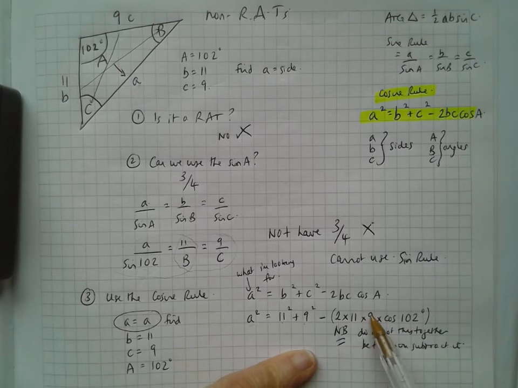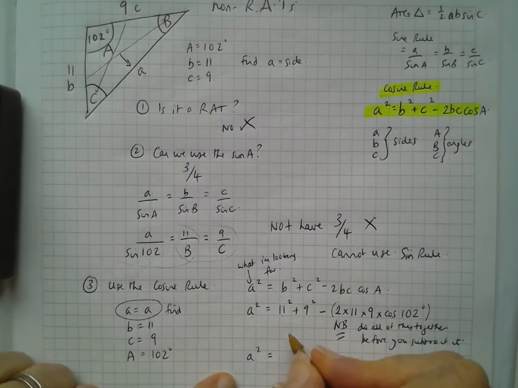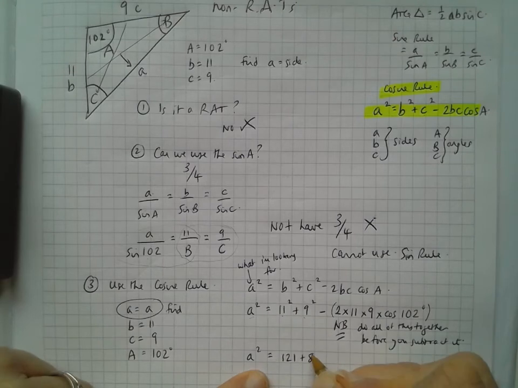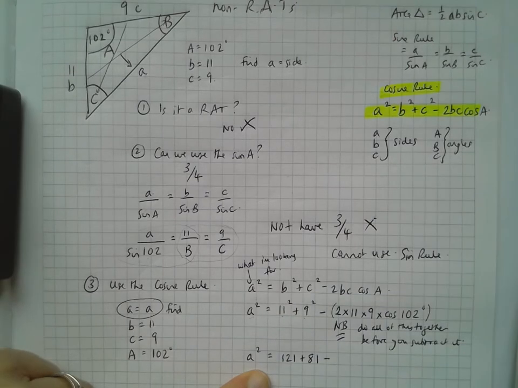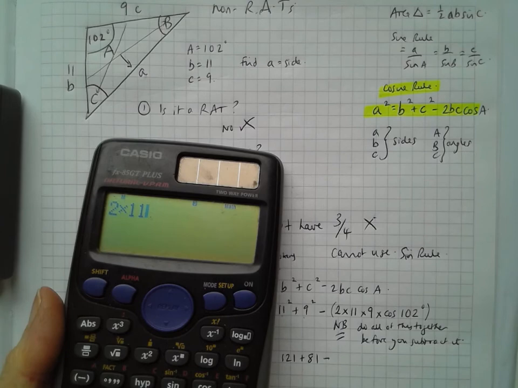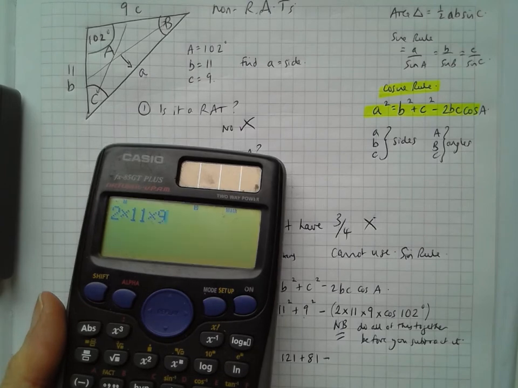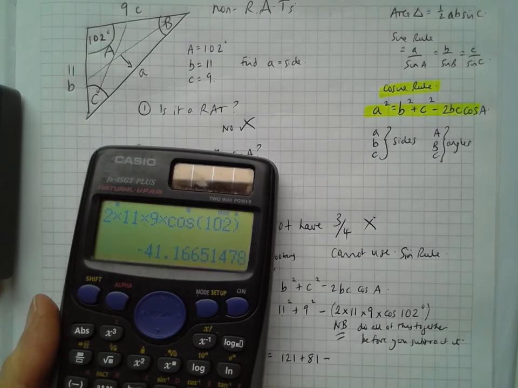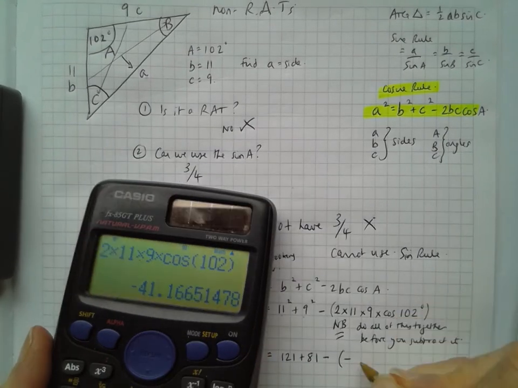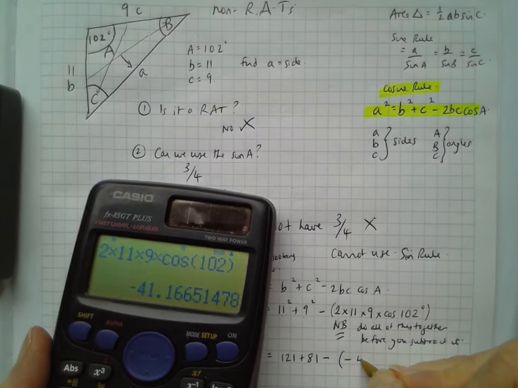Okay, so a squared. 11 squared is 121. 9 squared is 81. Minus, I'm going to work this out on my calculator. So what have I got? I've got 2 by 11 by 9 by cos 102 equals. So minus, and then what's in the brackets, if you notice here, what's in the brackets is also minus, minus 41.17. I'm rounding up that, losing that 6 and rounding this 6 up to 7.